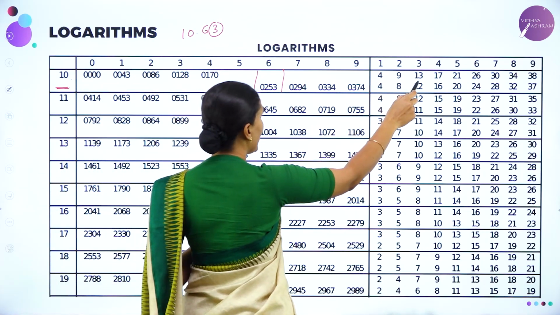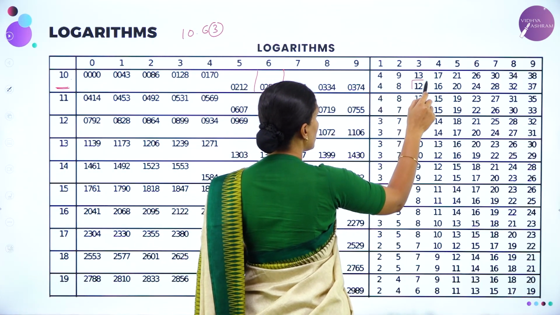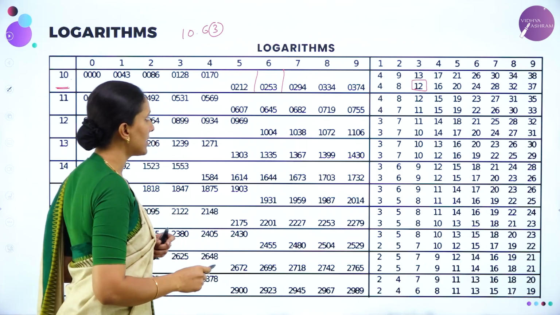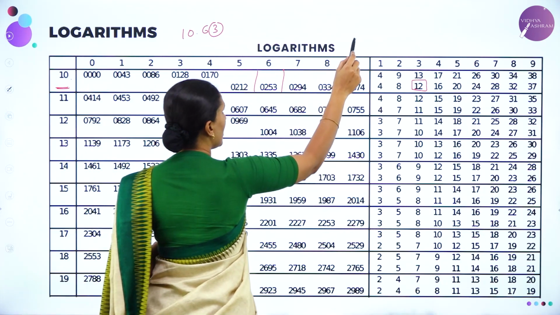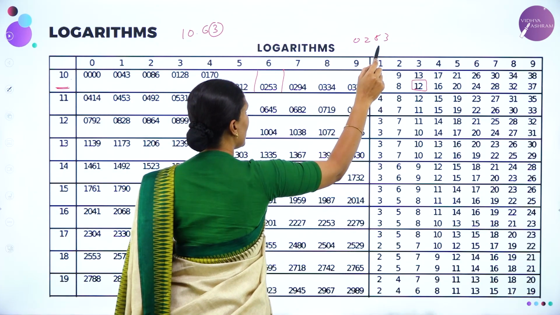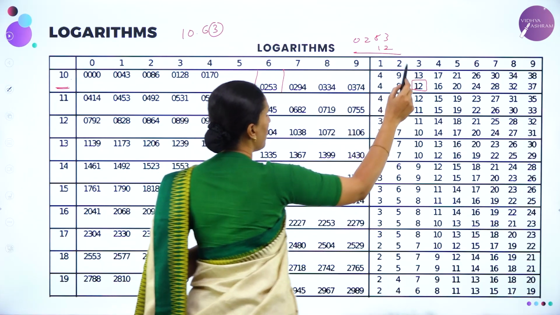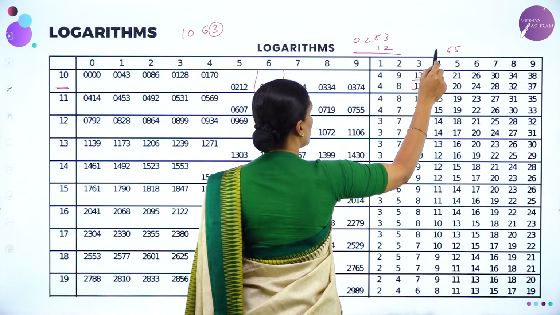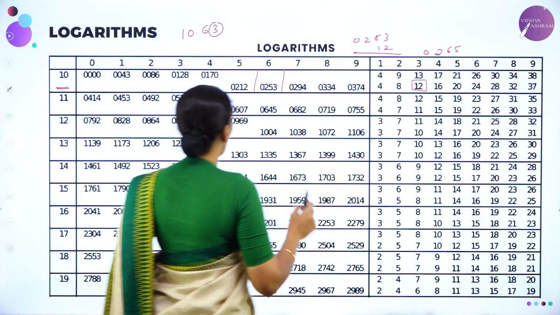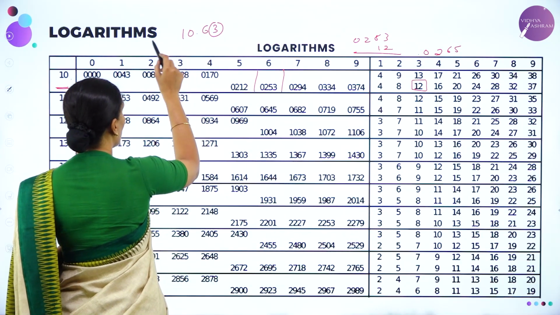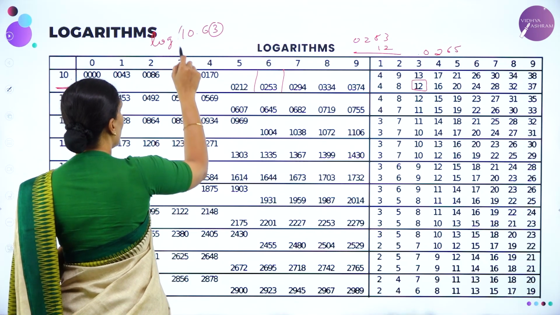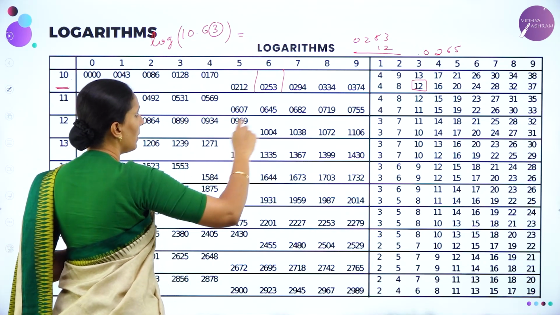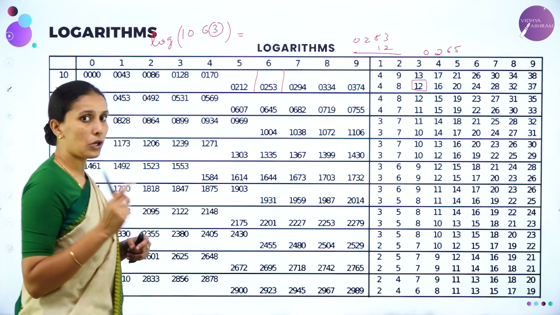It is called the mean difference. Here the difference is 12. You need to add these numbers. So 0253 plus 12 will become 0265. Now to decide the characteristic of this, the log value of 10.63, in 10 there are 2 digits.